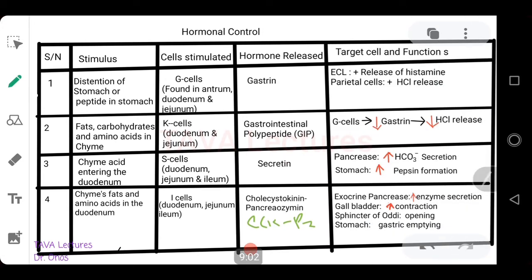And also at the level of the stomach, CCK causes decreased gastric emptying to prevent excess content of the gastric digesting product coming to the small intestine. So this simply explains GI hormonal control. Thank you.